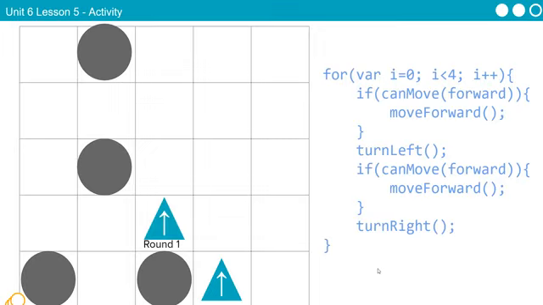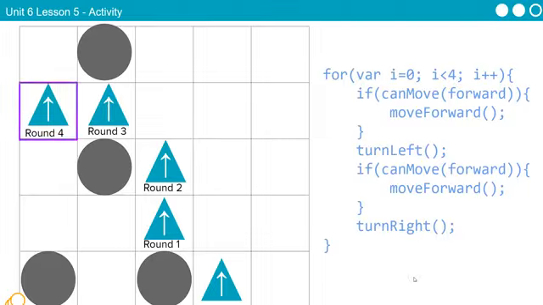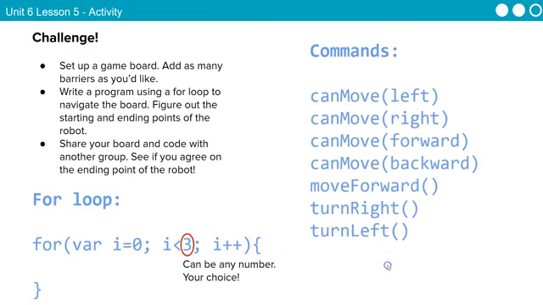So round 1, right? 0 is less than 4. So it's going to say, can I move forward? Which it can. It's going to turn left. Can move forward is false because there's a barrier, so it won't. And then it will turn right, so it's going to end here. So obviously now I is 1. It's going to do the same thing. You would end up between these two. I is now 2. 2 is still less than 4, so it's going to run it again. You would end here. I is 3. 3 is still less than 4, so it's going to run again. Right? And then you will finish that one up.